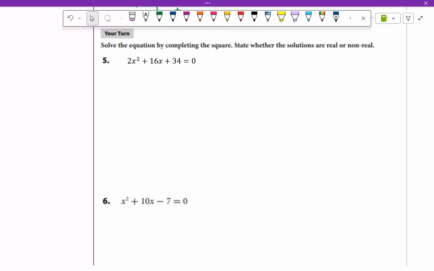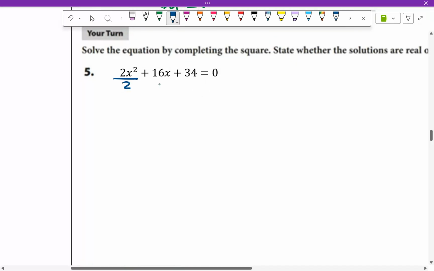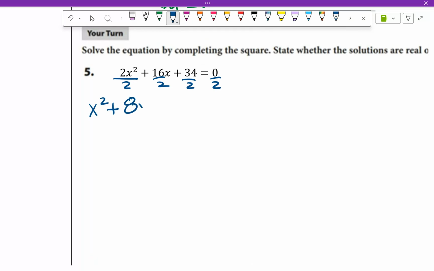Okay, let's take a look together, no matter where you're at. Let's go back to 5 and see what we can do with it. Okay? So, is it a quadratic? Is it equal to 0? Is there a leading coefficient? Yes, so that means that I need to divide by that leading coefficient first. Okay? So I have x squared, what comes next? Plus what? 8x plus what? 17 equals 0.